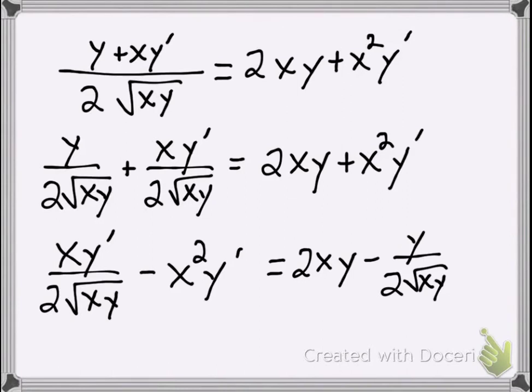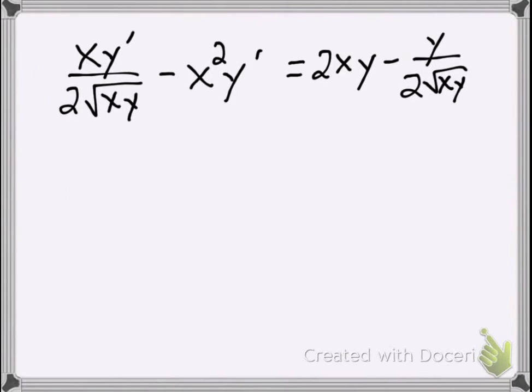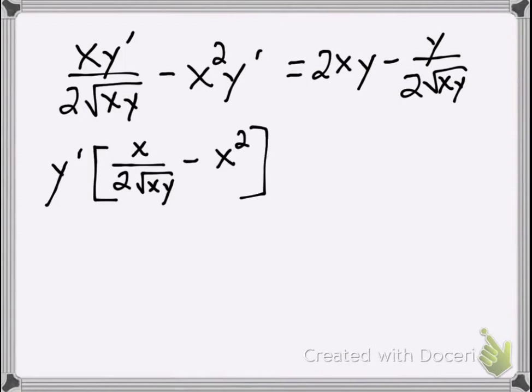And so, like before, we're going to copy that last part and put it on the next page. Okay, and now on the left side of the equation, we can factor out y prime. So let's do that. So we'll have y prime multiplied by x over 2 times the square root of xy minus x squared. So that's the left side of the equation. On the right side of the equation, we have 2xy minus y over 2 times the square root of xy.